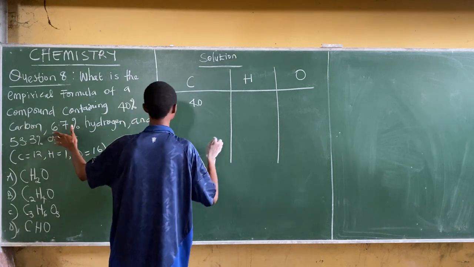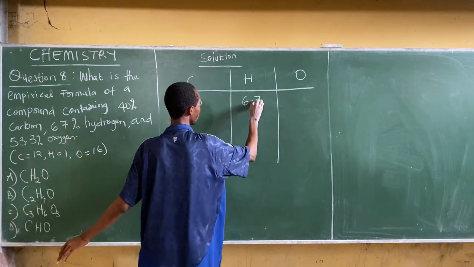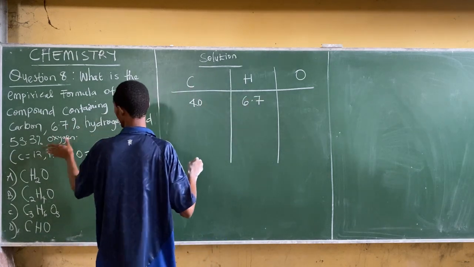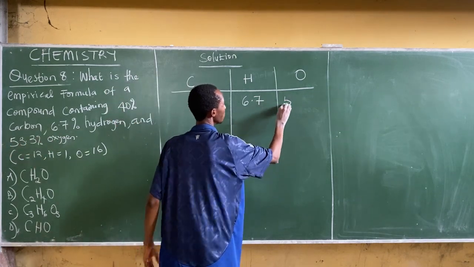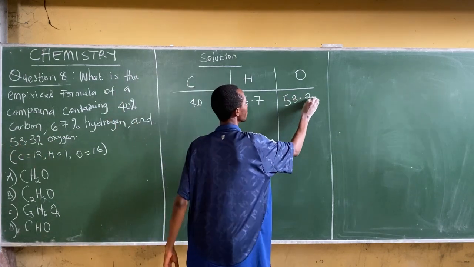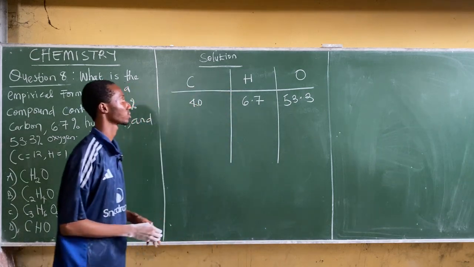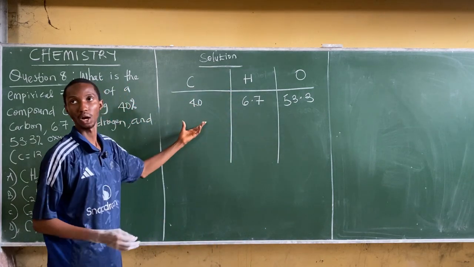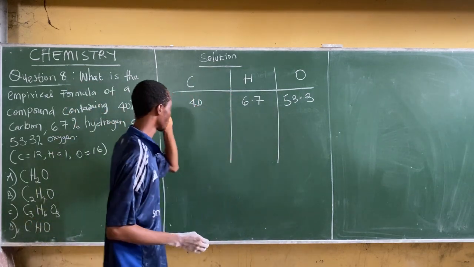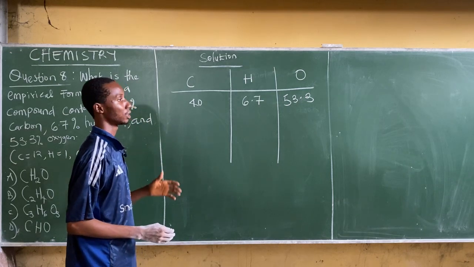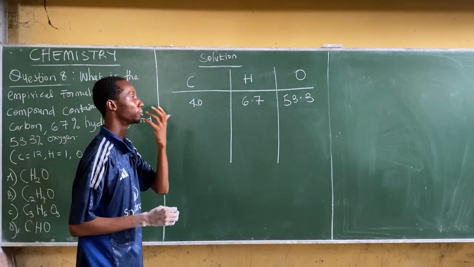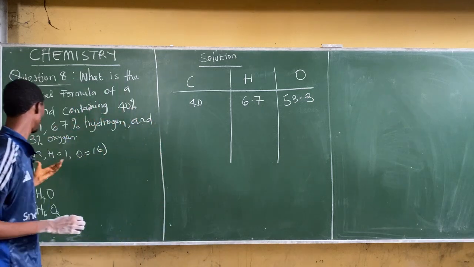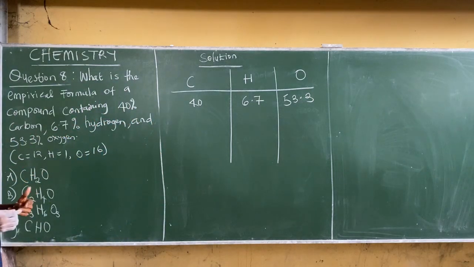For hydrogen, you have 6.7. And for oxygen, you have 53.3. These were the parameters given from the question. What you need to do next is to divide each of them by their atomic number or atomic mass.